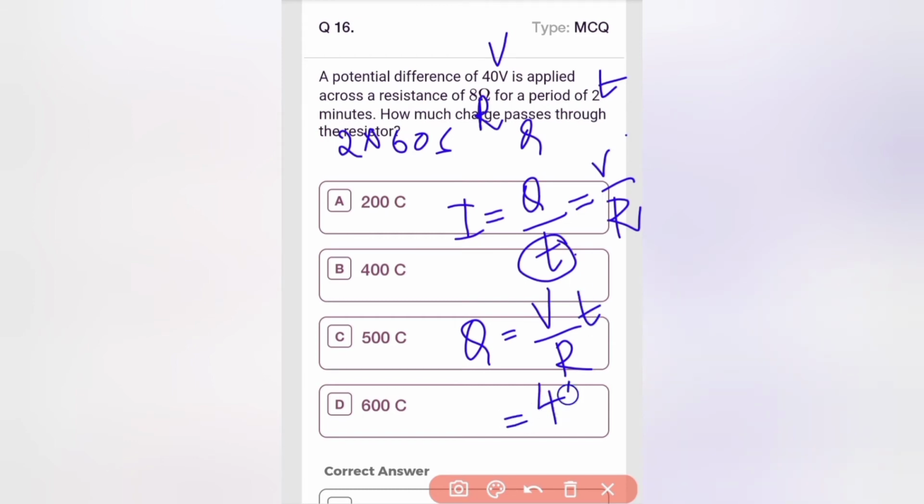What is V? V we know is 40. What is R? R value is 8, and T is how much? 2 into 60. So you can cancel this. 5 2s are 10, and 10 into 60 is 600. 600 coulomb is the correct answer.